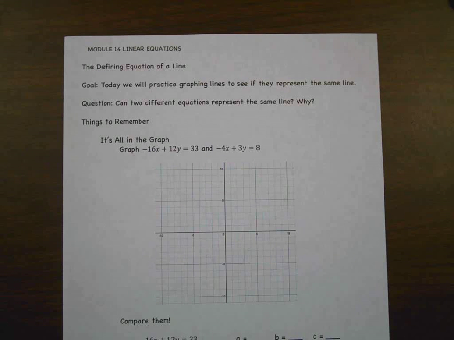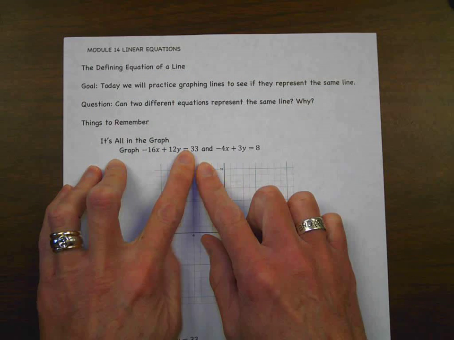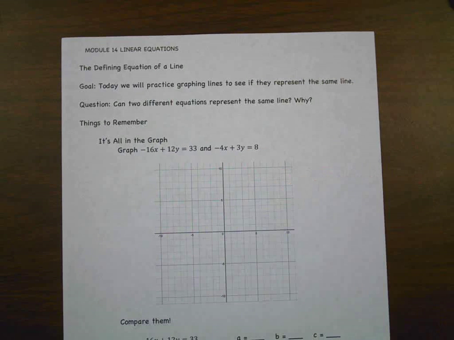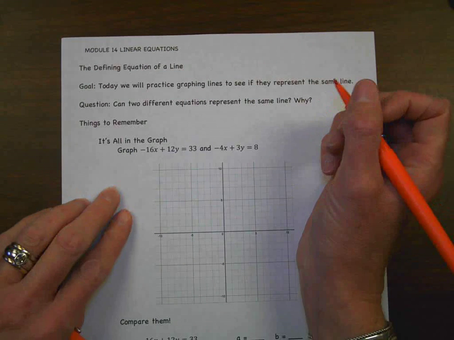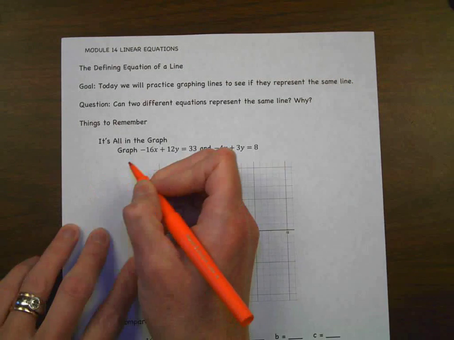Okay, so the first thing that it says is we're supposed to graph negative 16x plus 12y equals 33 and negative 4x plus 3y equals 8. So that's the first thing that we have to graph. For that, we need to either change them into slope-intercept form, which has become very easy for us, or we can use the substitution rule for zeros. I want to try the substitution rule for zeros because I have a tendency to not want to do the other one very often, and so that's going to help us figure out what we're looking for.